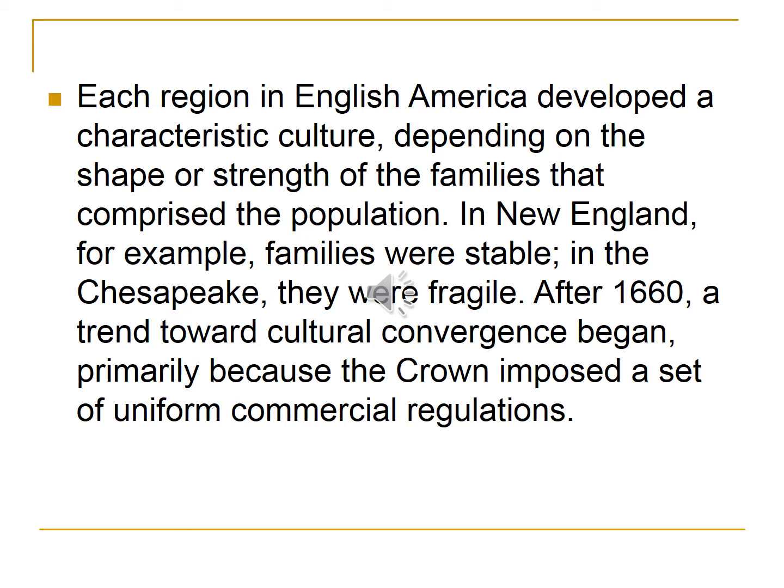After 1660, a trend toward cultural convergence began. That means the different areas and regions began to share similarities. They had a convergence of their cultures. This happened primarily because the crown, the British monarchy, imposed a set of uniform commercial regulations on the colonies, meaning they started to pass laws that applied equally to the different regions of the colonies and of their empire.